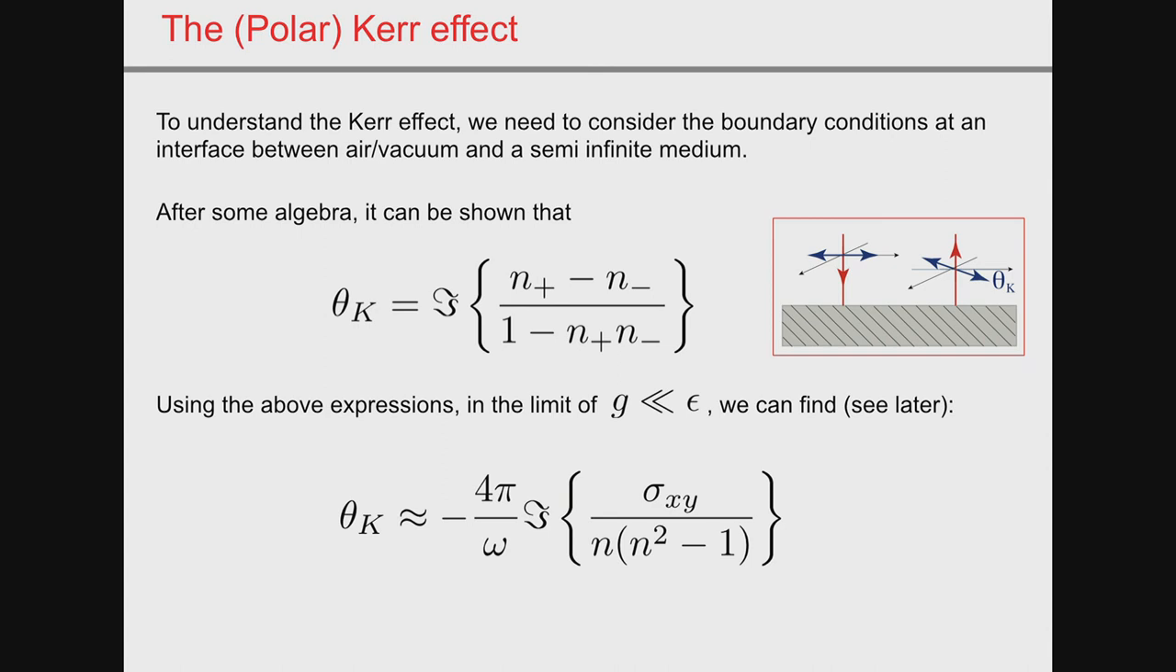Now, there is another phenomenon. Obviously, if I have linearly polarized light that goes through the material, I can also have linearly polarized light that is reflected from a material. And let's assume first that the thickness of the material is larger than the optical penetration depth of the material.